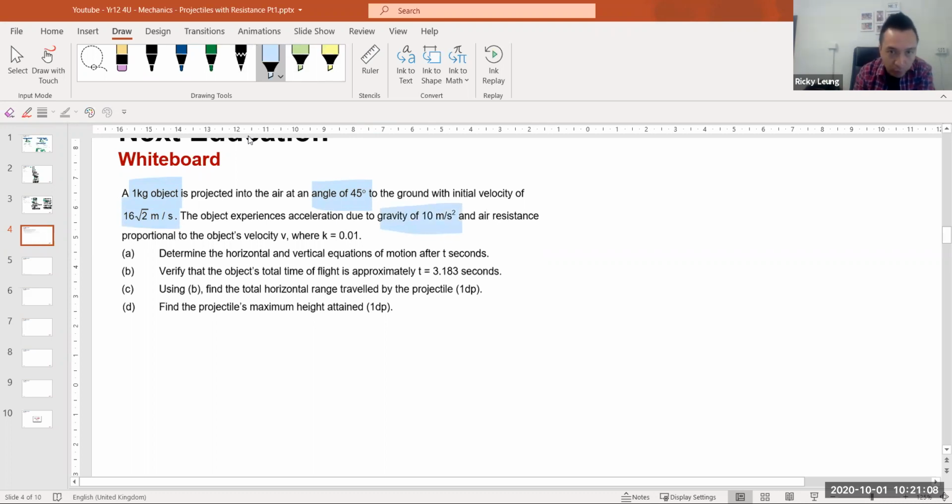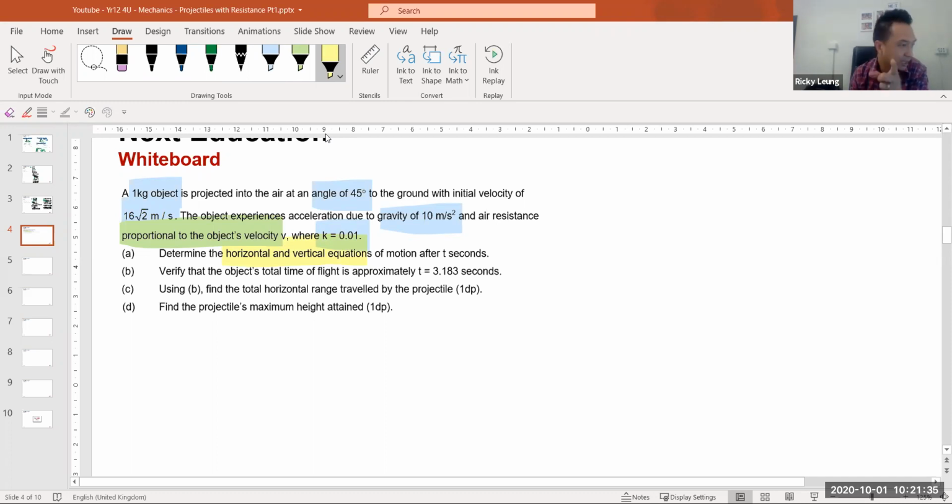Proportion, and this is absolutely proportional to the object's velocity. Next lesson, I'm going to do proportional to the object's velocity or velocity squared, right? And k is 0.01. So the classic questions: determine this. Now, I'm going to say something quite important. So you'll see that determine that. Verify the object's total time of flight.